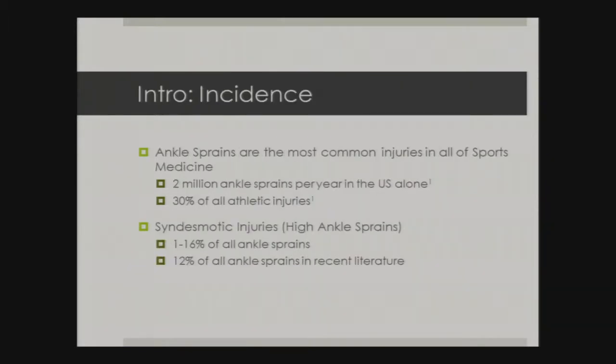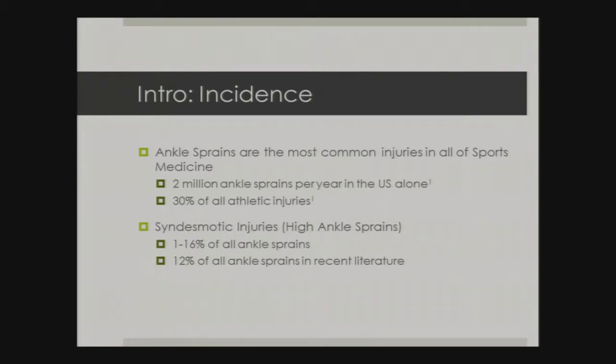So, a brief comment about incidence. We'll go into this a little bit more in a little bit. But ankle sprains are among the most common injuries in all of sports medicine. There are a reported 2 million ankle sprains per year in the U.S. alone, and they account for 30% of all athletic injuries in total.